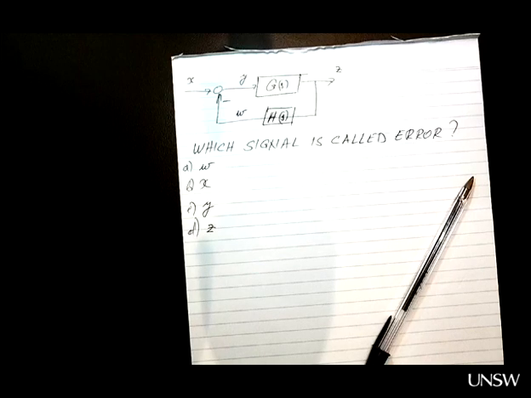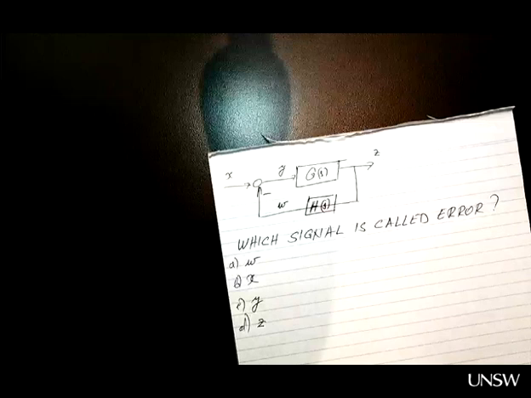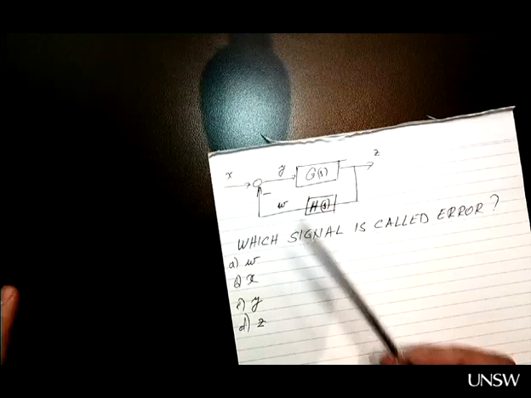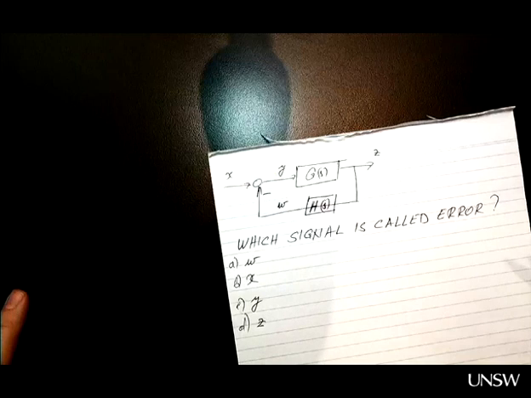a negative feedback loop system. So we can identify 4 different signals here, X, Y, Z, and W. Which one is the one we call error, the error of the system, the error signal?